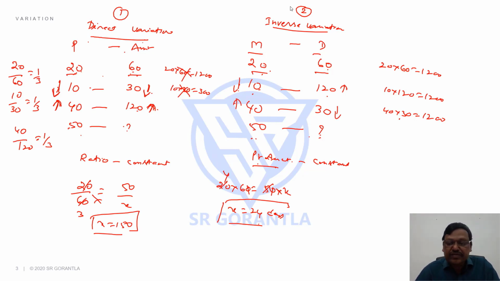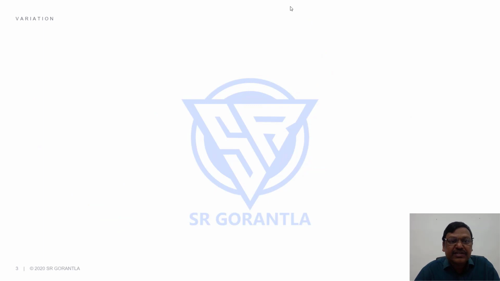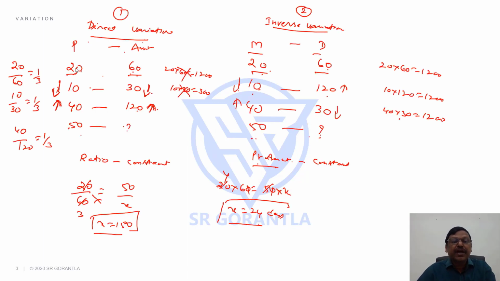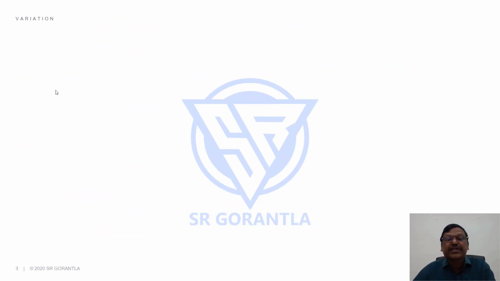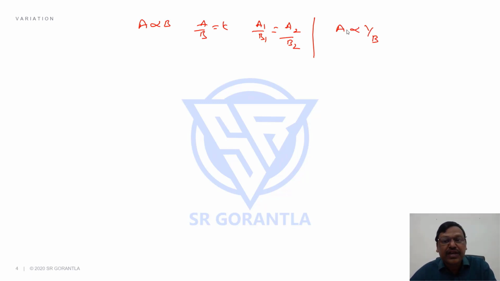So whatever we have discussed with the examples, if I have to summarize it, we can say: if A varies directly with B, A by B is constant. That means the first time A by B value and the second time A by B value are the same, so A1 by B1 equals A2 by B2. Or if A varies inversely with B, writing 1 by B to say inversely, the product is constant. That means the first time product and the second time product are the same.